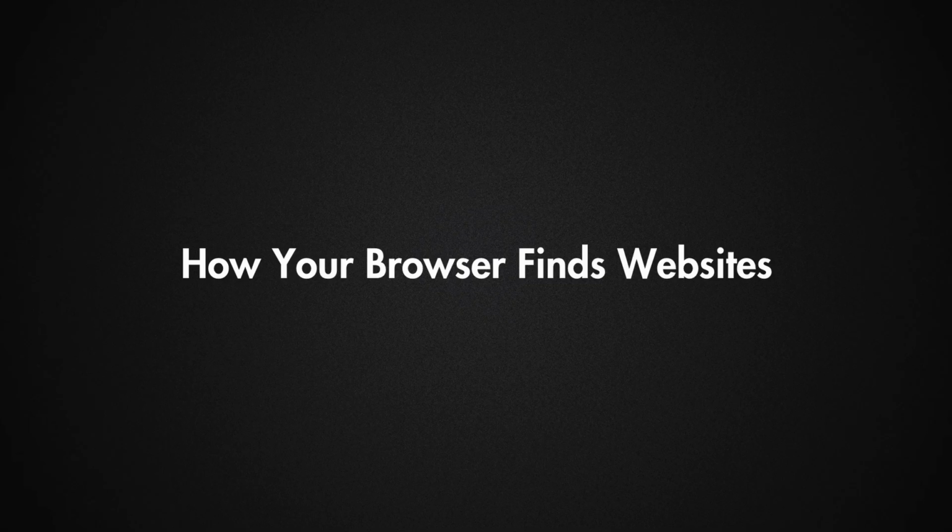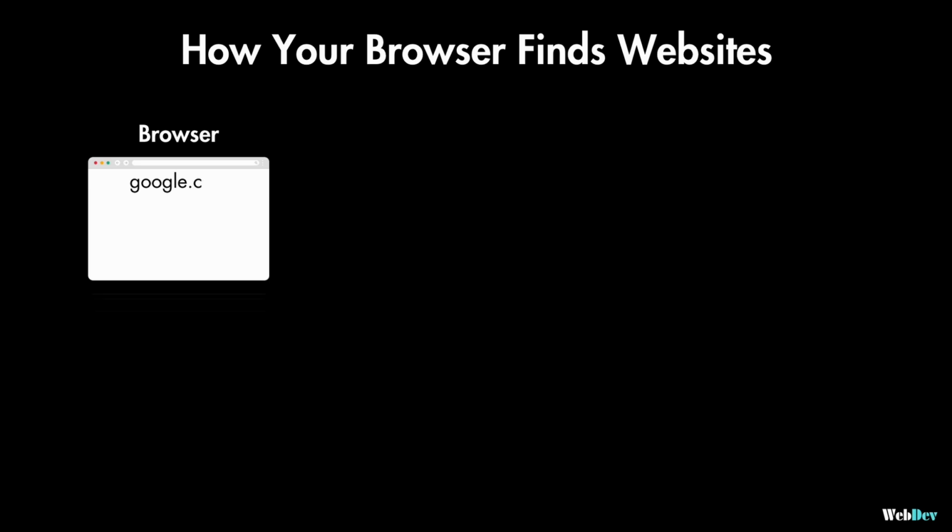First, let's understand how your browser finds these websites on the internet. You open up your laptop or phone and search for, let's say, google.com. Your computer doesn't actually understand what google.com refers to. It speaks in numbers and it needs the IP address of google.com in order to render it on your screen. IP addresses are just strings of numbers that act as a unique identifier for every device on the internet. So in this case, the IP that we will search for is the Google server's IP address.